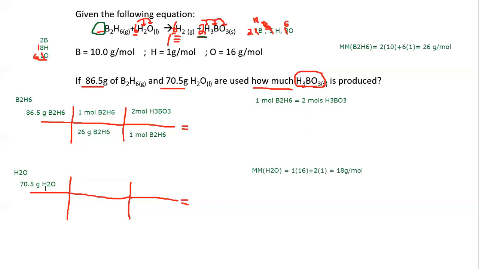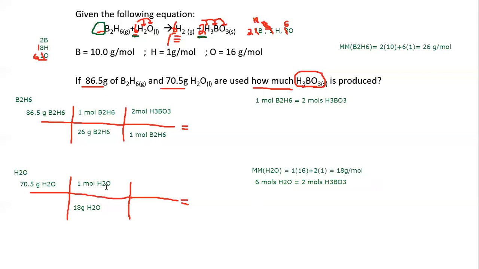So again, since we're starting with mass, to get the moles, we divide by the molar mass, so the grams goes on the bottom. So 18 grams. Now when we look at the mole ratio, there's a 6 in front of H2O and a 2 in front of H3BO3. So the mole ratio would be 6 moles of water equals 2 moles of H3BO3.